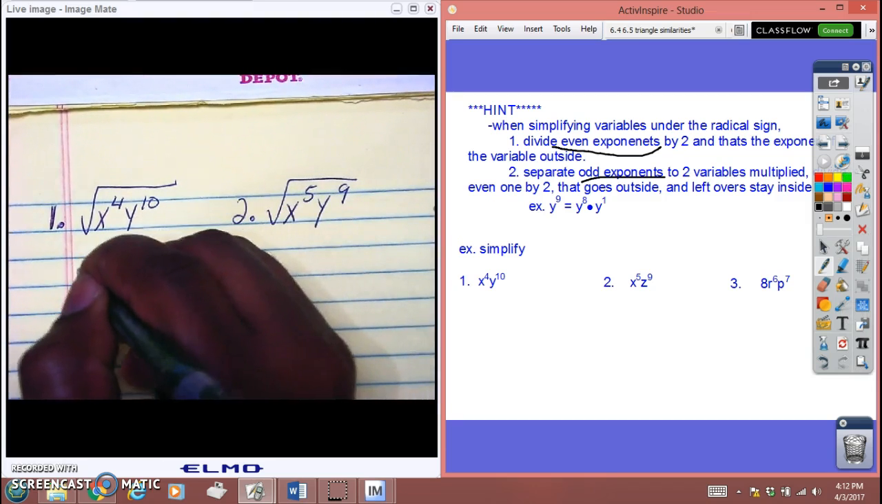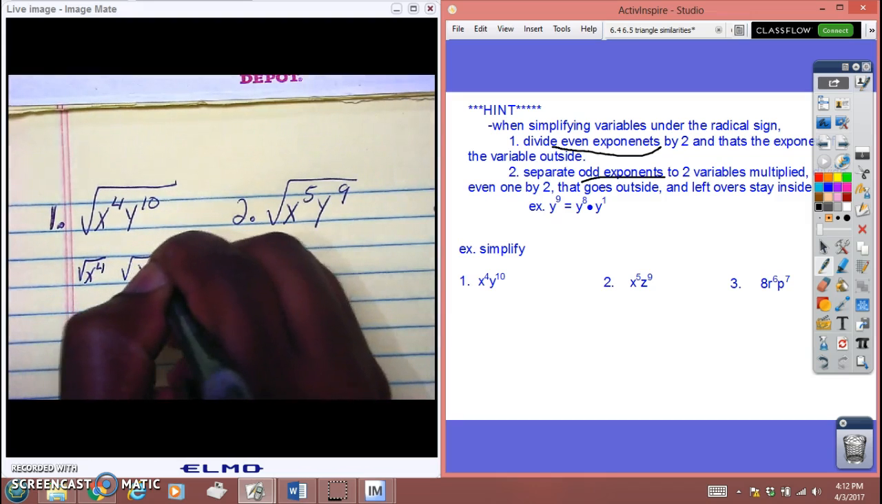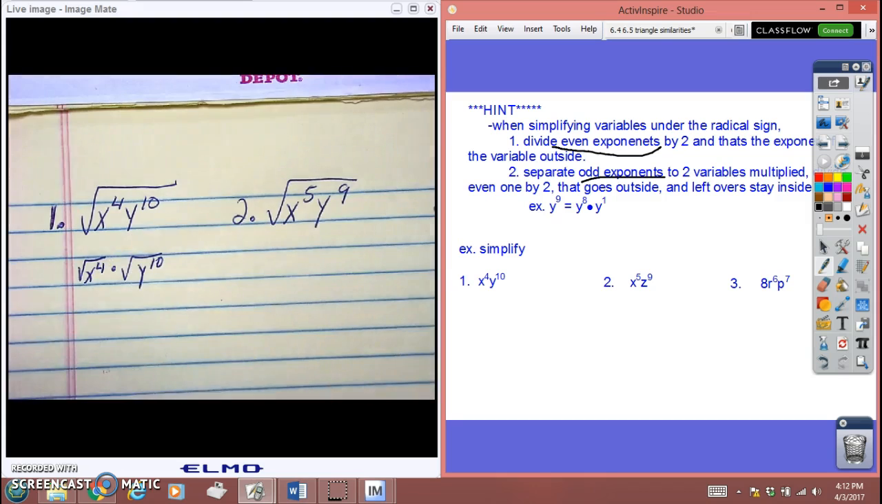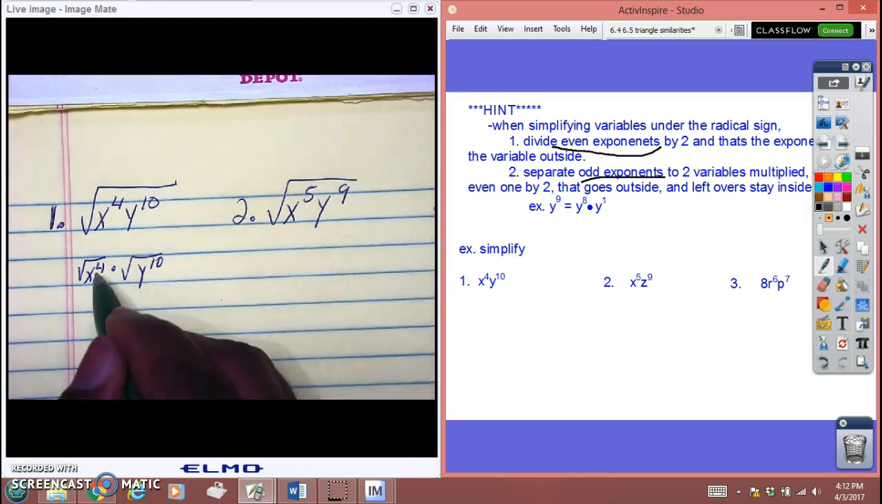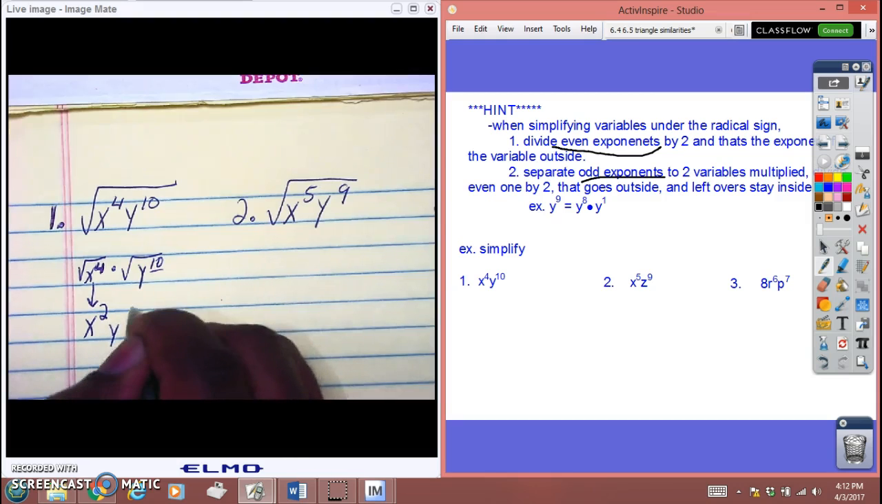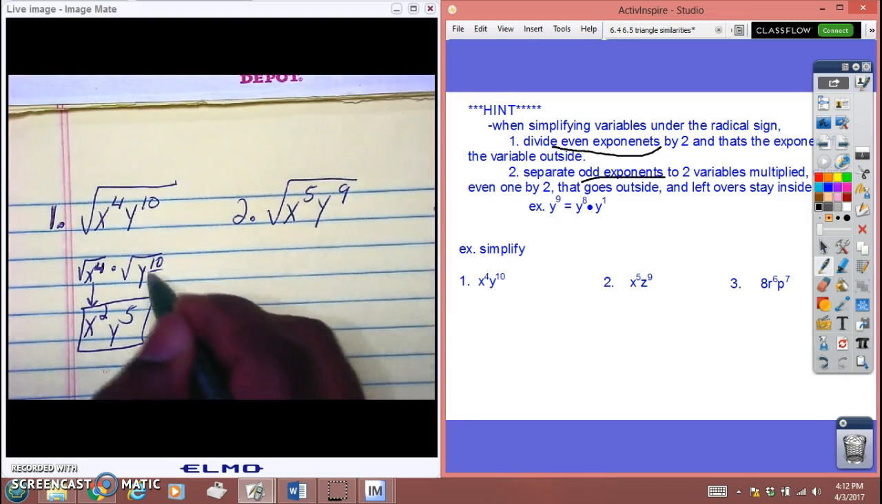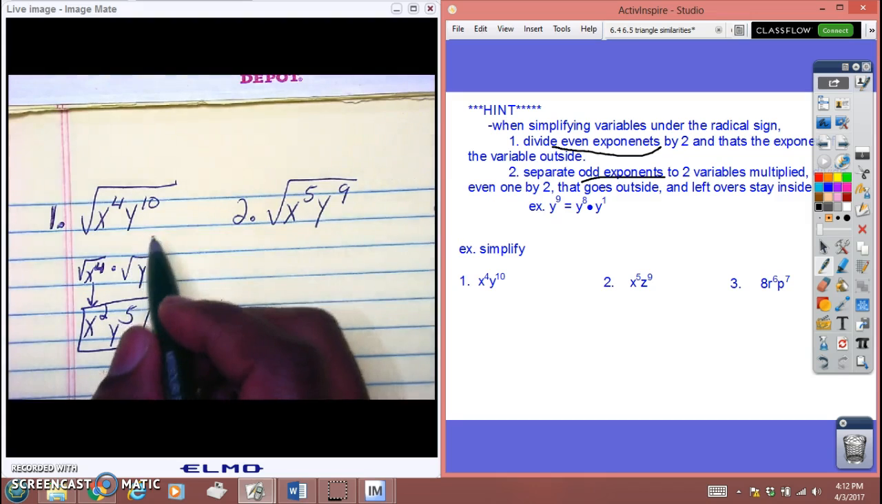First of all, hopefully you understand that this is the same thing. I can take both of those and separate them into two separate radicals. Since this 4 is an even number, all I have to do is divide that 4 by 2, and this becomes x squared. Now I divide that 10 by 2, and this is y to the 5th. That's what that simplifies down to. So we prefer even exponents because it's easier whenever you're dealing with a square root.